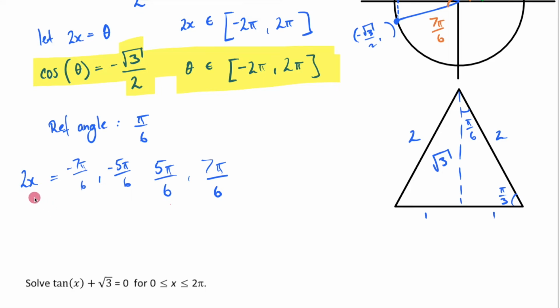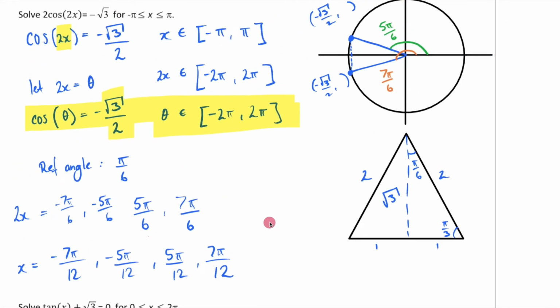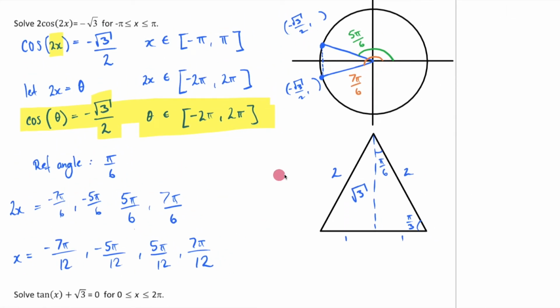But now I want x by itself, so I'm going to have to divide each of these by 2. And that's the same thing as multiplying by a half. So what I'm going to end up with is 7 pi over 12, negative 5 pi over 12, 5 pi over 12, and 7 pi over 12. And just like that, we have answered the question. Hopefully this has been helpful to you in answering this question. We're now going to get stuck into this one.